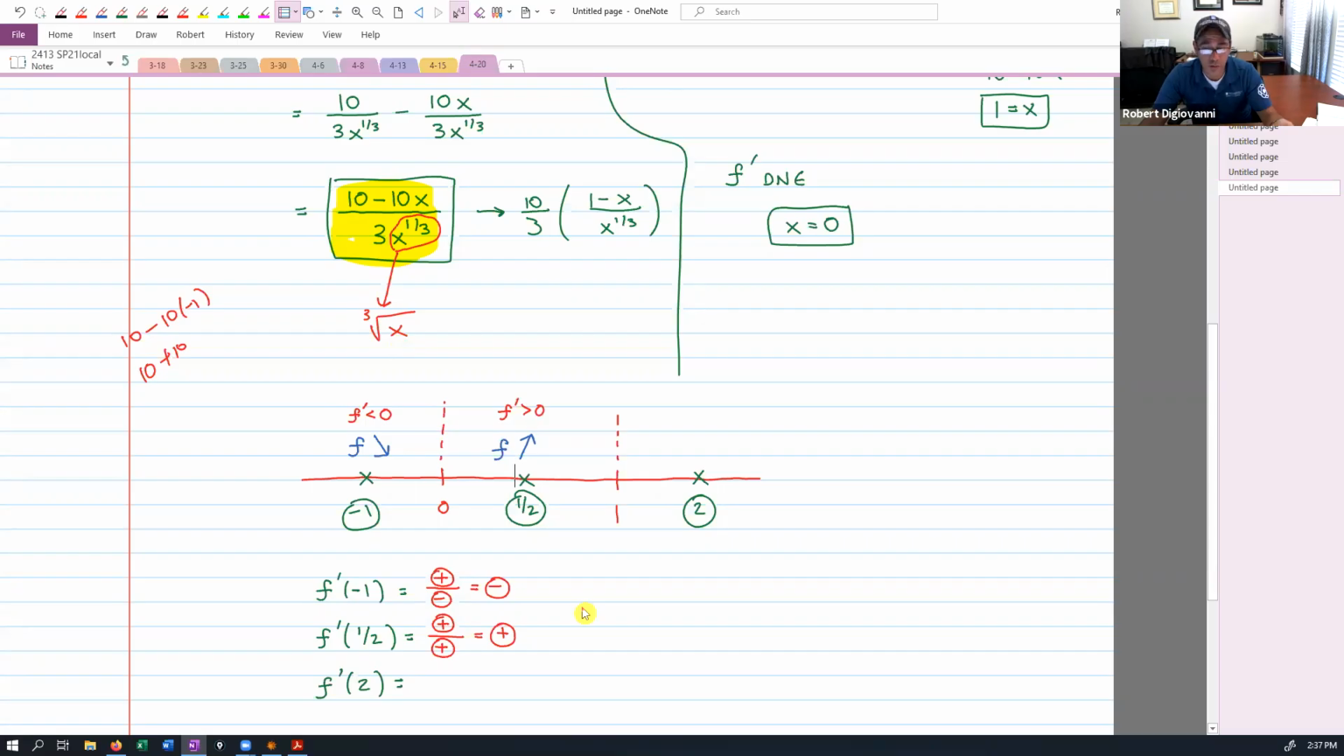And then I plug in 2. Okay, now I'm running out of time, so I'm just going to tell you what happens. You get a negative number, which means that the derivative here is negative, which means that the original function is going down here. Okay, questions? I'm almost out of time.